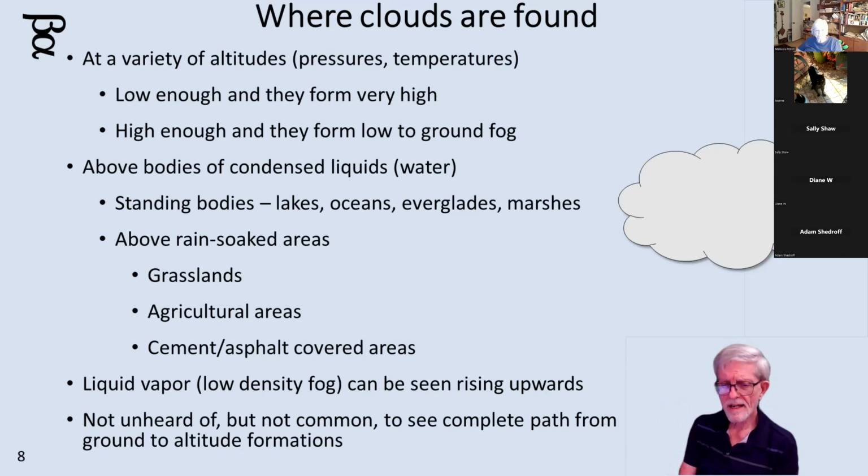But you can have clouds forming above rain-soaked areas. The Florida Everglades is notorious for this. The morning rain in southeast Florida comes in from the seashore. The afternoon rains come out of the Everglades. It's a matter of wind direction and temperature transitions.